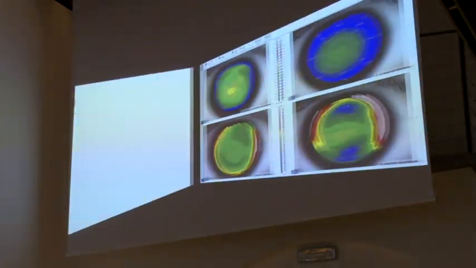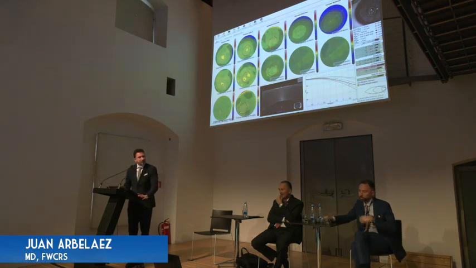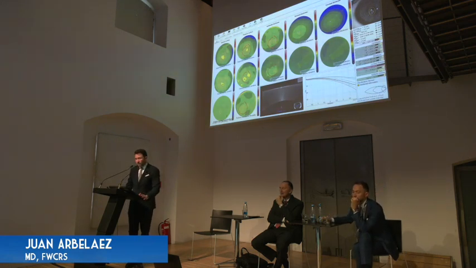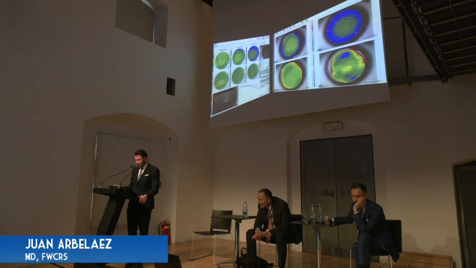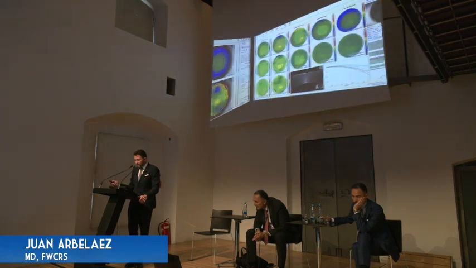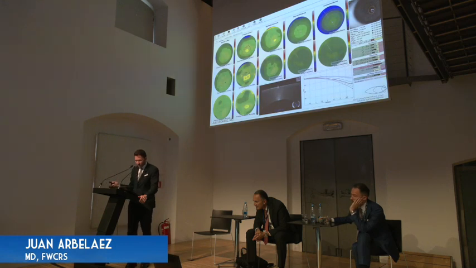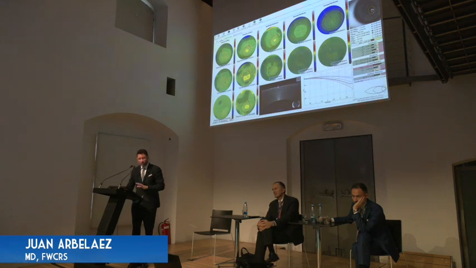Here is another case. How about this one? For here, I identify that there is a pattern already shown in the posterior maps that is also in concordance with the, so the posterior maps are already in relation with what we see in the epithelial maps and in the epithelial pattern deviation. Here is the fellow eye, and in the fellow eye is slightly more evident in the posterior maps and the epithelial maps, and confirm the diagnosis of keratoconus or keratoconus suspect.